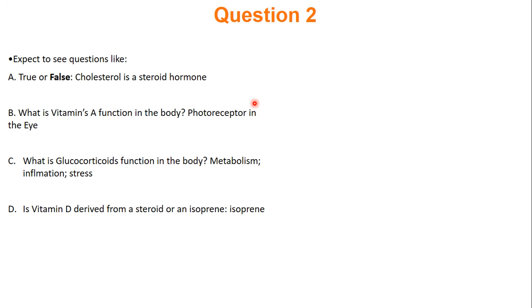And some questions you might see related to this on the test are just, do you understand the information that was presented on the previous slide? For example, is cholesterol a steroid hormone? And it's not. It's actually the precursor to your steroid hormones. What does vitamin A do in the body? It's a photoreceptor in the eye. What do glucocorticoids do in the body? They are part of metabolism signals, inflammation, and stress. And is vitamin D a steroid or an isoprene? That is an isoprene.